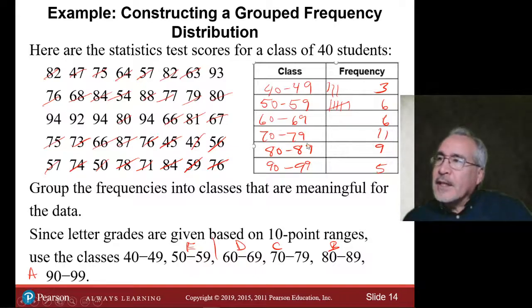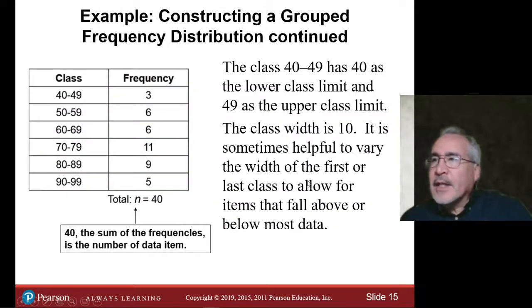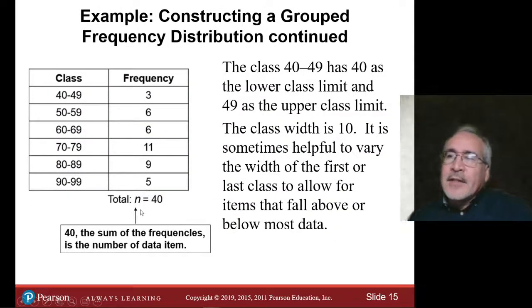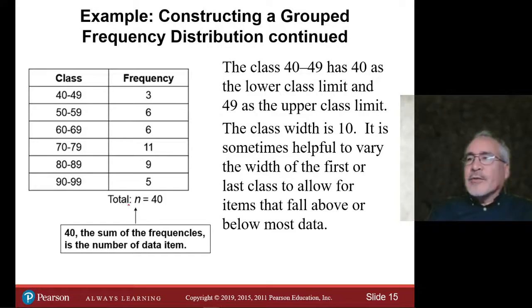We got a lot of 70s. Maybe these are your C's, B's, and A's. It lets you know how the class did. And oftentimes we'll put something like n equals 40. That tells us the size of the sample.